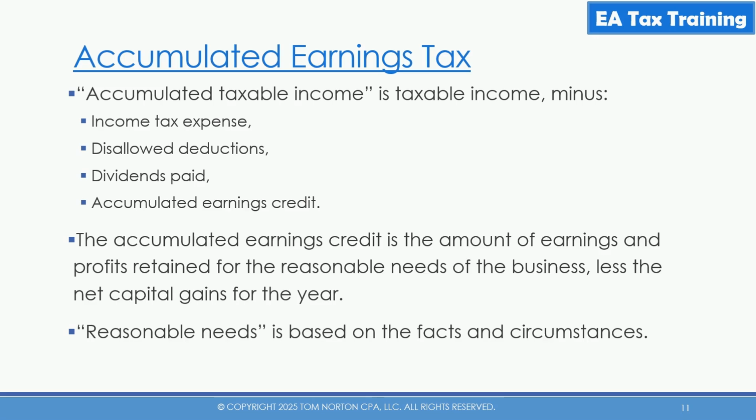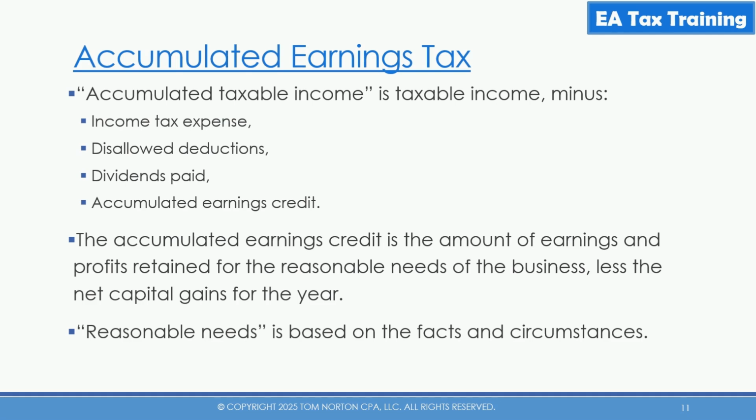When we say reasonable needs, you basically need to look at the corporation. What cash needs are they going to have in the near future? And anything that is considered reasonable will be this accumulated earnings credit. Now, of course, there are a lot of disputes between the IRS and corporations about reasonable needs. Some of these cases can end up in court. But this is at least the theory.